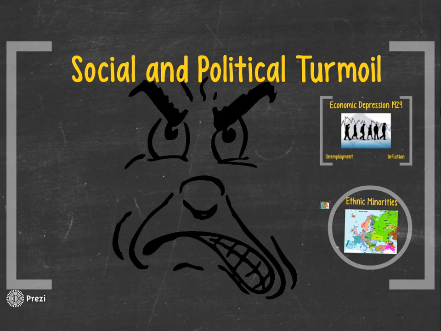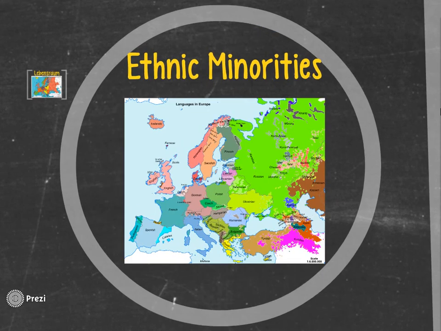But let's go a little further with this. There was also social and political turmoil. And I love this guy's face here. This black, like, uptight, upset face. Now, one of the biggest contributors to Adolf Hitler was this concept of ethnic minorities.